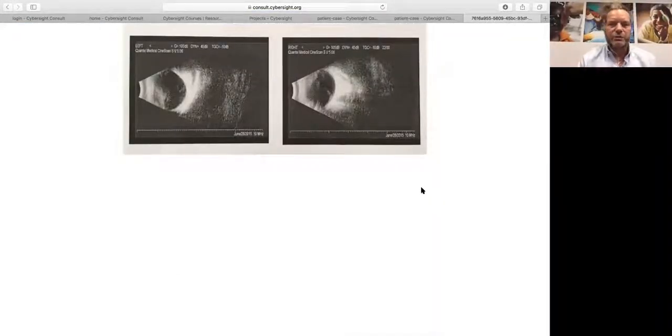All right, so here we're looking at the ultrasound, and the left is here on the left side of the screen, the right is on the right side of the screen, and we can see some findings there.